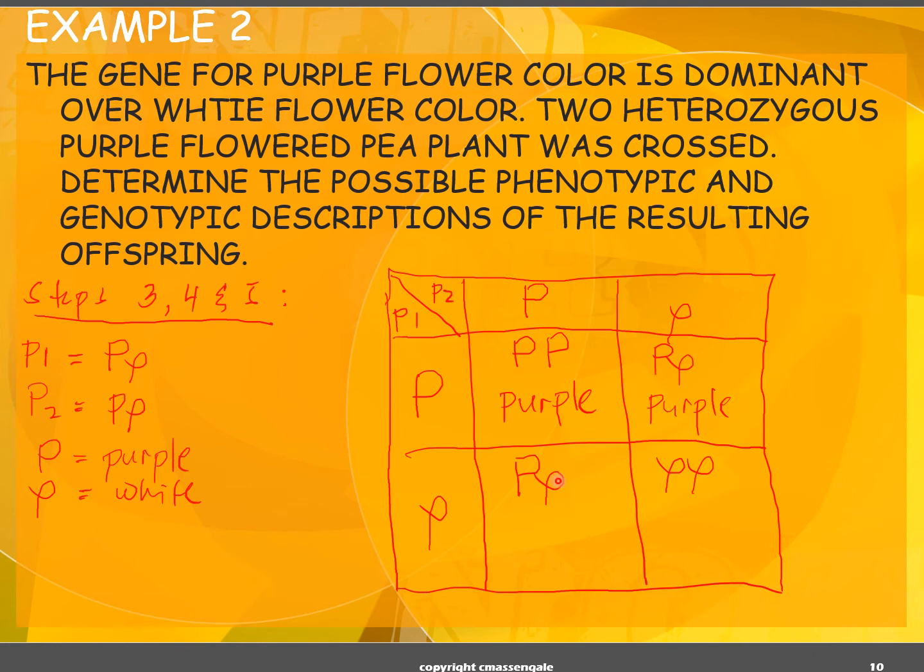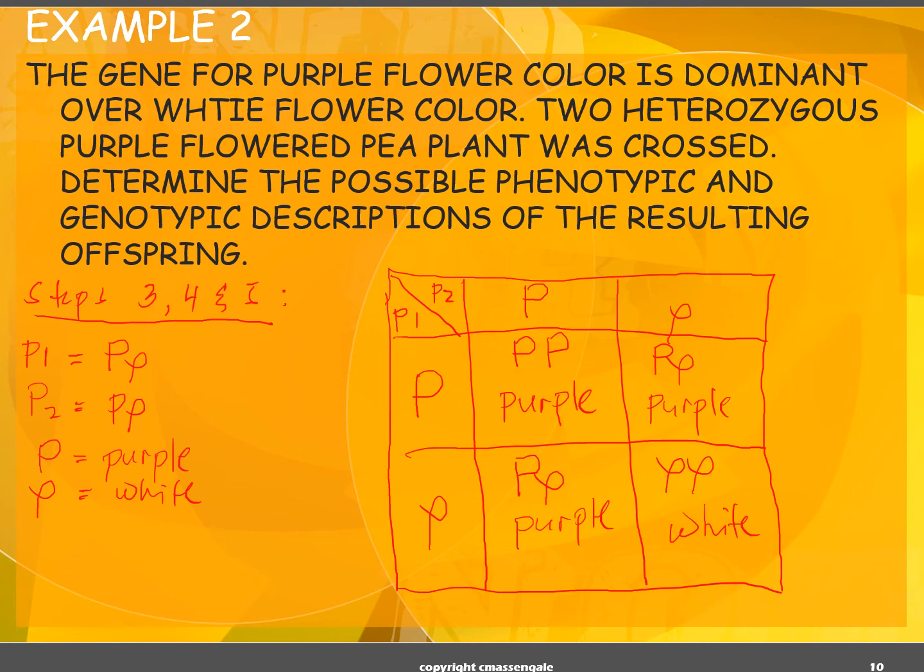Pareho lang naman itong dalawang to, so ang phenotype nito is also purple. And then last, this one. We have here small letter p, small letter p. Ito yan, small letter p, small letter p. So the phenotype of this one is white. Okay? So we are done with steps 3, 4, and 5.